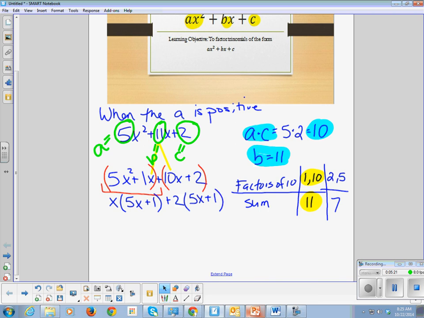So I want you guys to note that when we do a little grouping here, I end up with a 5x plus 1 and a 5x plus 1. Yay! So what I'm going to do is take out 5x plus 1, factoring that whole business out to the front. When I take out the 5x plus 1, what am I left with? An x, a plus sign, and a 2.